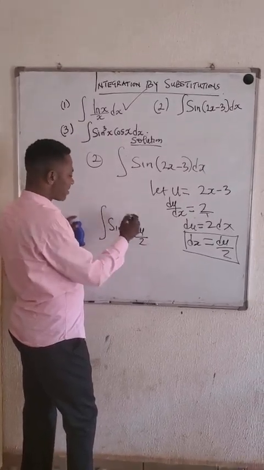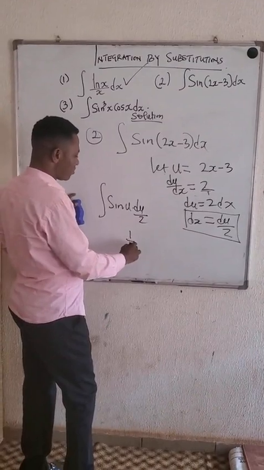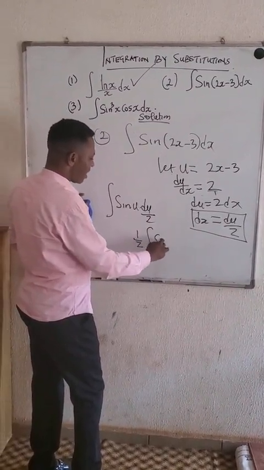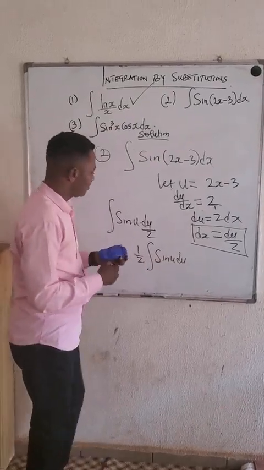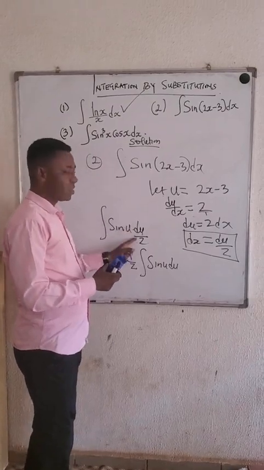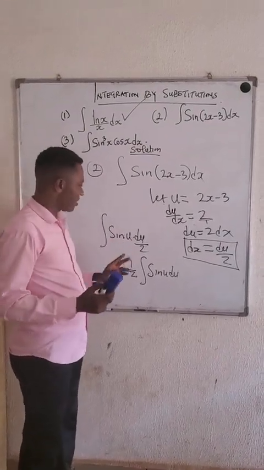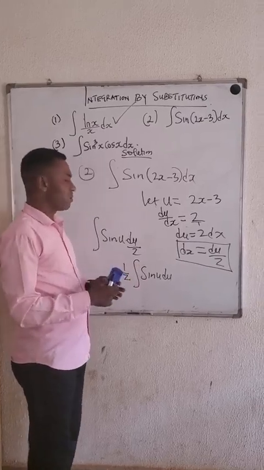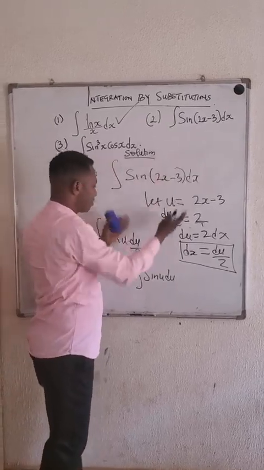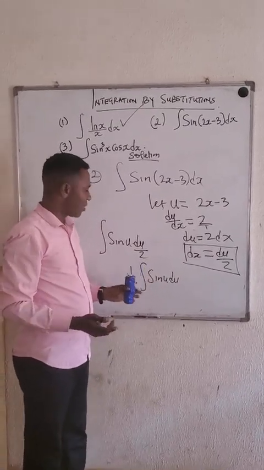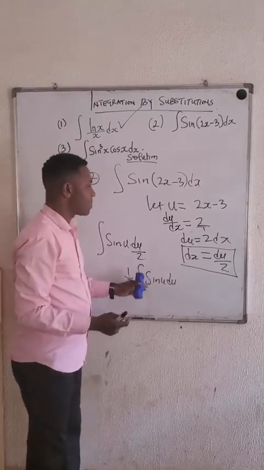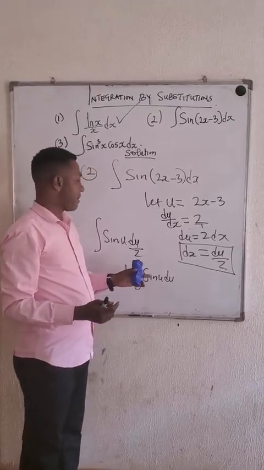Alright? So we can still rewrite this to be 1 over 2 serving as a constant, sine u du. Look at it, 1 over 2 is taken to the back because it's serving as a constant. We have sine u du. Now, this function has been reduced to just sine u du with 1 over 2 as a constant, which is taken to the back.